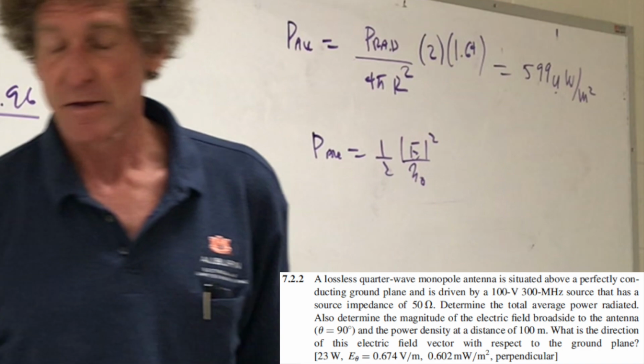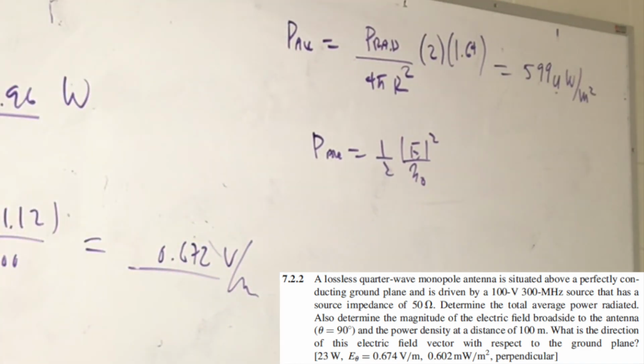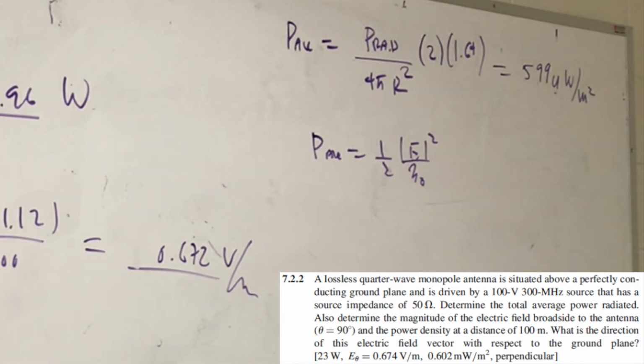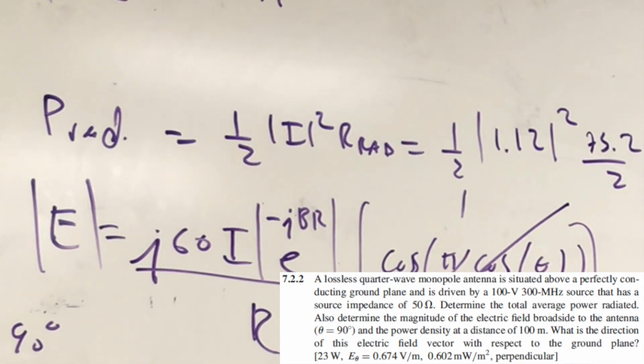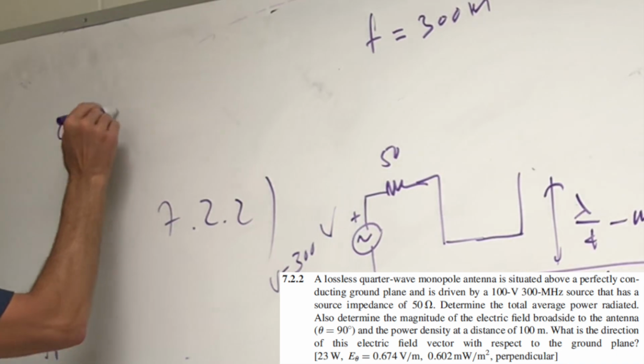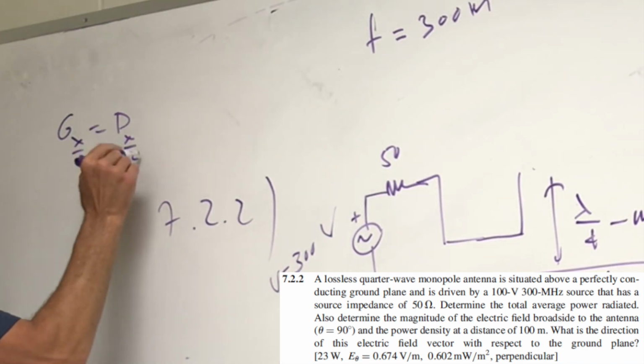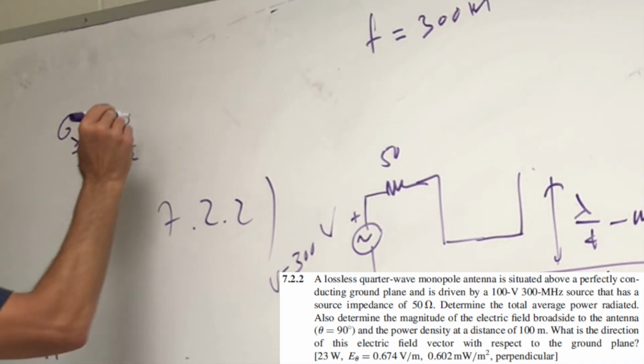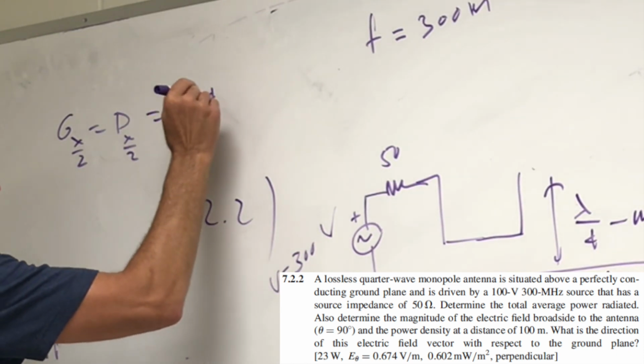Yes. Can I just ask a quick question? Why is that 2 times 1.64? Do you know what the gain of a half-wave dipole is, or not? If you don't, don't worry about it. The directivity of a half-wave dipole, assuming the efficiency is 1, is equal to 1.64.